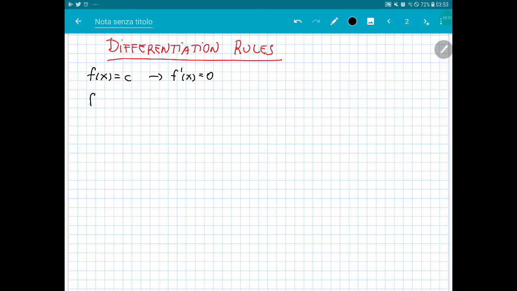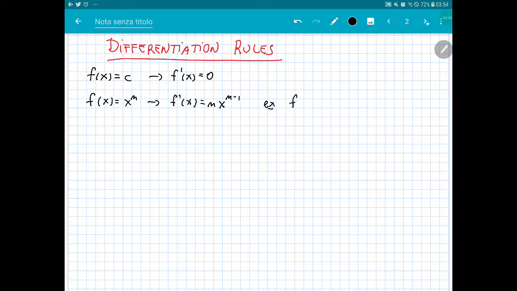Next, we have the power rule. If f of x is a monomial, so of the form x to the n, then the derivative is obtained by n times x to the n minus 1. This means you lower down the exponent n and then you decrease it by 1.